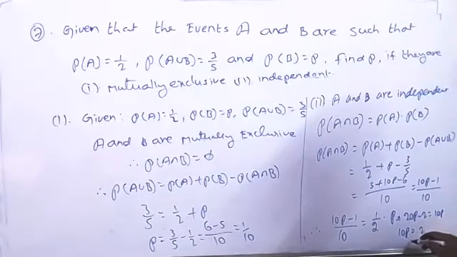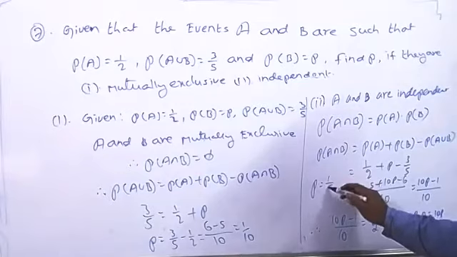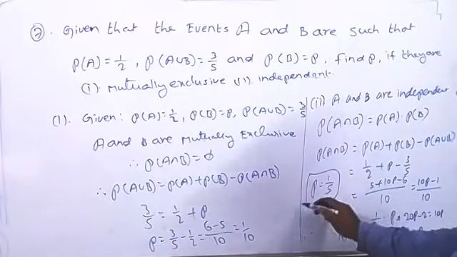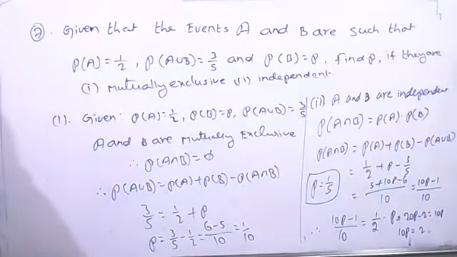The value of P equal to how much? 1 by 5. The value of P equal to 1 by 5. Here you can write now, P equal to 1 by 5. These are the mutually exclusive and independent events.